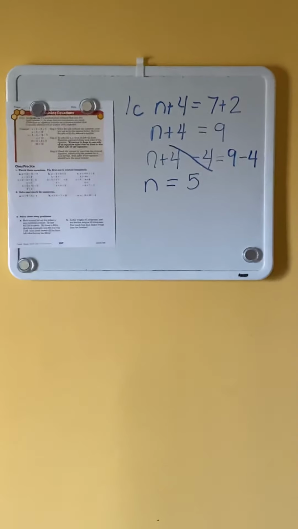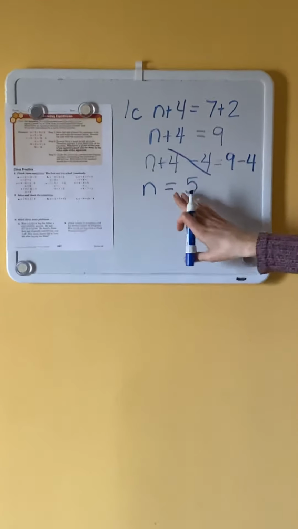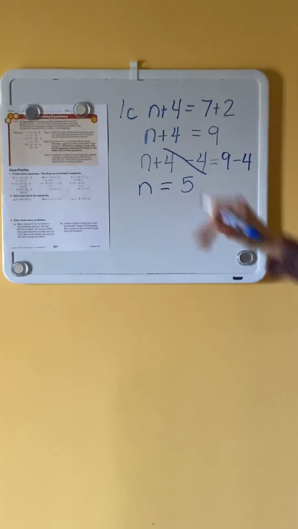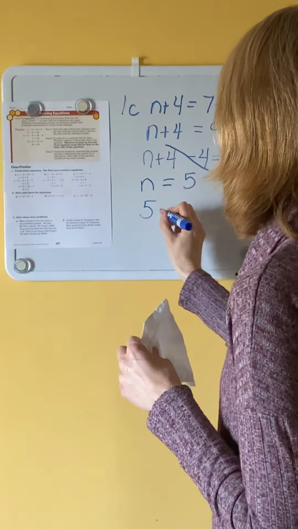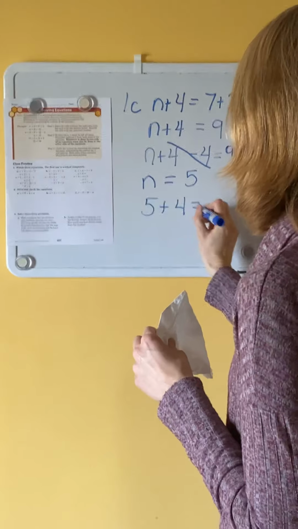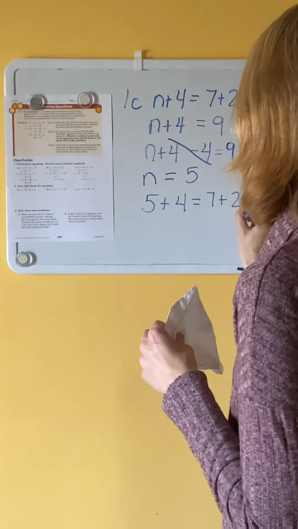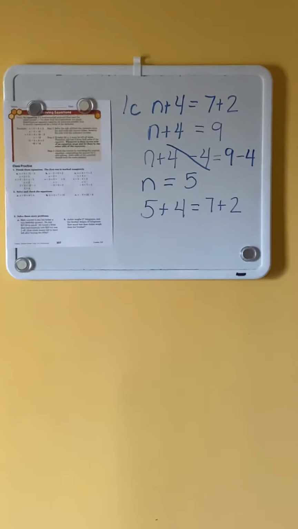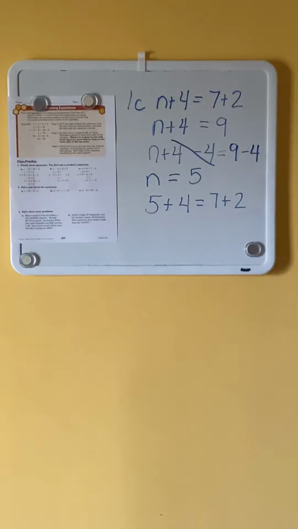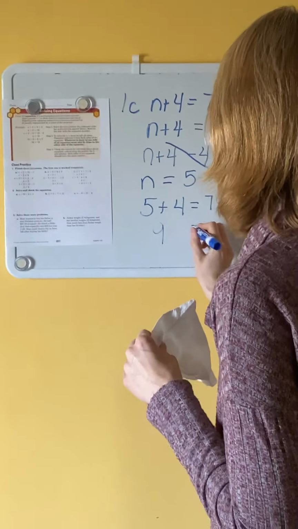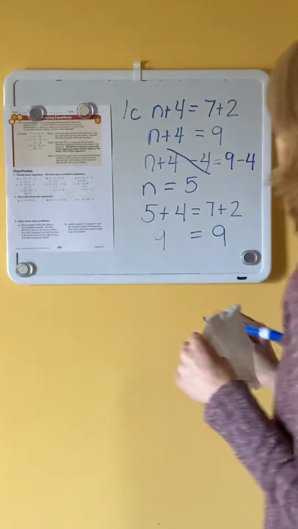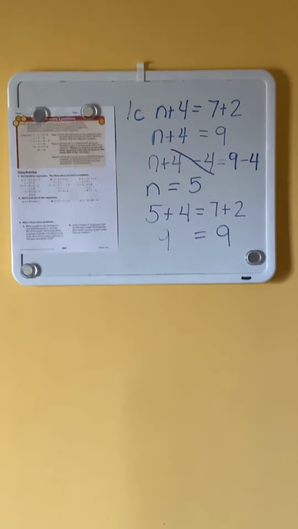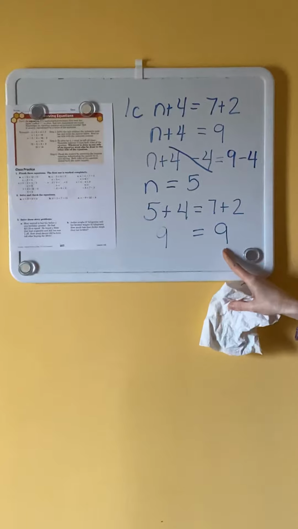Now we have to check. So when we check, we have to put our n number, 5, back up into our first equation. So 5 plus 4 equals 7 plus 2. Now to finish our check, we have to add on both sides. So 5 plus 4 we know equals 9, and 7 plus 2 equals 9. So we know that that equation is correct because we have the same number on both sides.